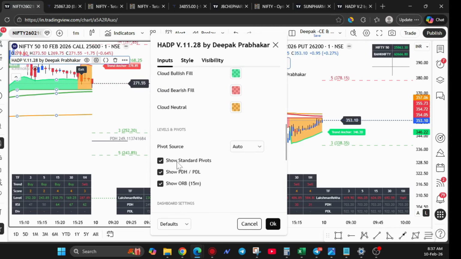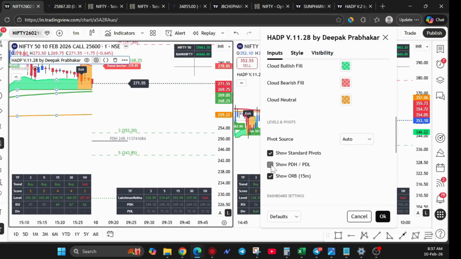So you have standard pivot points and show ORB. ORB is nothing but the first 15 minutes candle, 9:15 to 9:30 candle's high and low, which are marked as blue lines. It is marked as ORB high and ORB low. Show PDL, PDH, I told you already, right? If I remove the PDL, PDH, the previous day high and previous day low are gone, right?